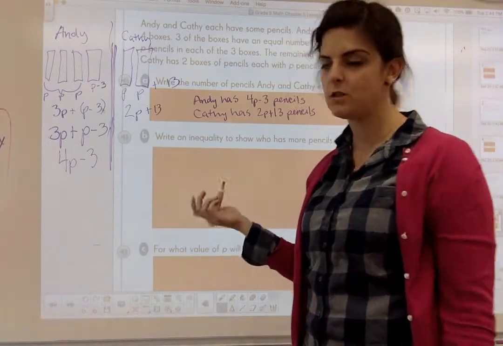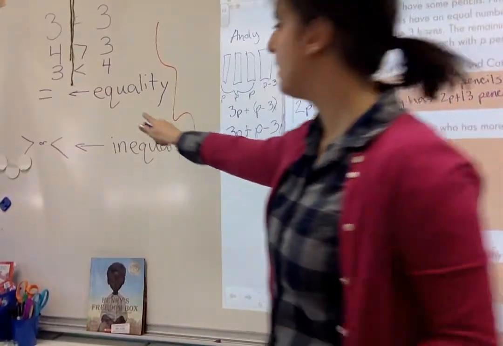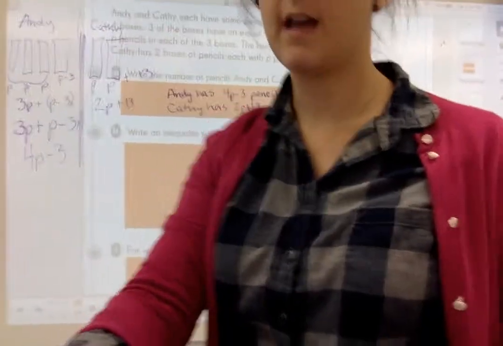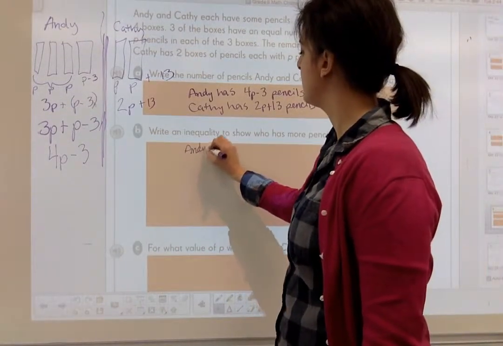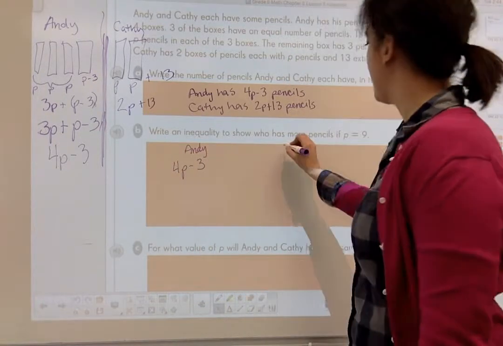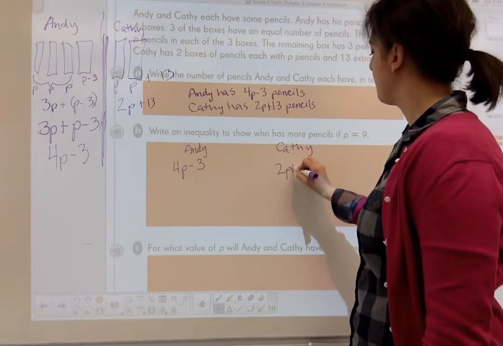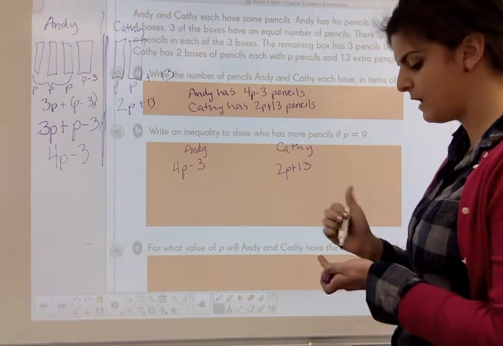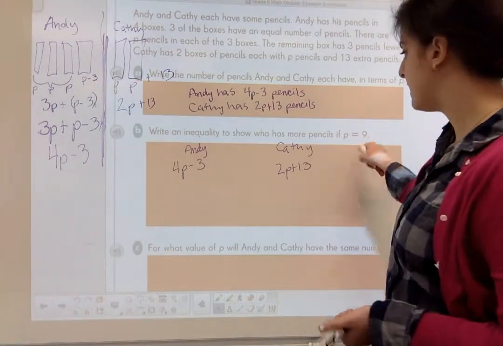So what that's asking me to do is write an inequality. Remember, we have inequalities right here on the board: greater than or less than. That's what an inequality is, okay? So Andy still has 4P minus 3, and Kathy has 2P plus 13, and then we put in 9 for P.